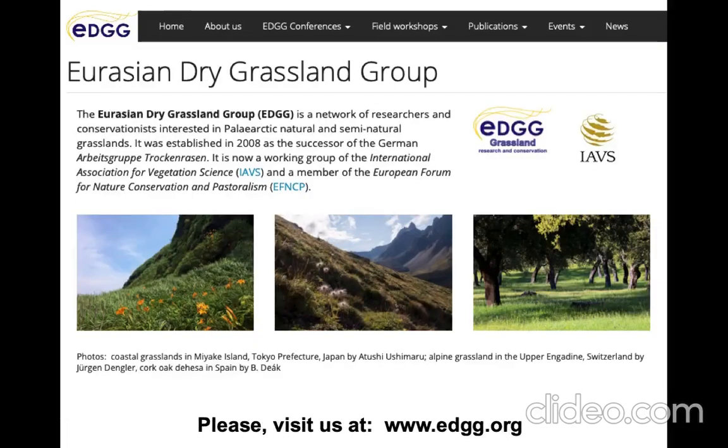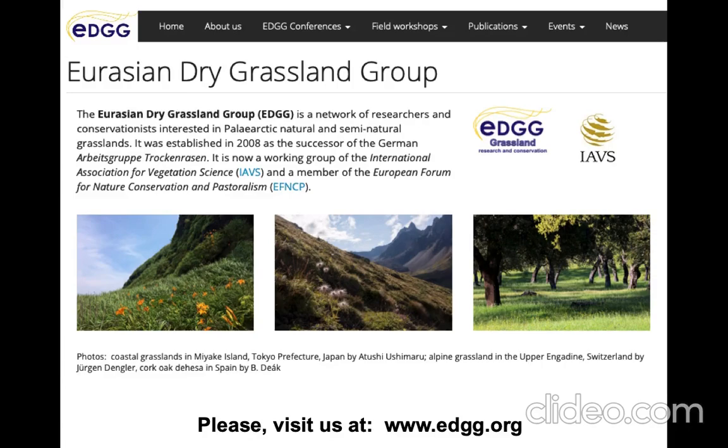Describing biodiversity patterns and understanding the drivers and processes behind them are essential needs for an effective conservation and restoration of natural and semi-natural grasslands. For all these reasons, the Eurasian Dry Grassland Group, that is the EDGG, was established in 2008 as a free network of scientists and conservationists interested in Palearctic natural and semi-natural grasslands. The EDGG is a working group of the International Association for Vegetation Science, and it is also a member of the European Forum for Nature Conservation and Pastoralism. Anyone interested in grasslands and rangeland knowledge and management is cordially invited to join the EDGG.